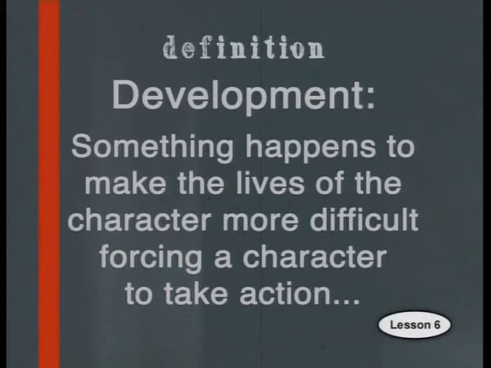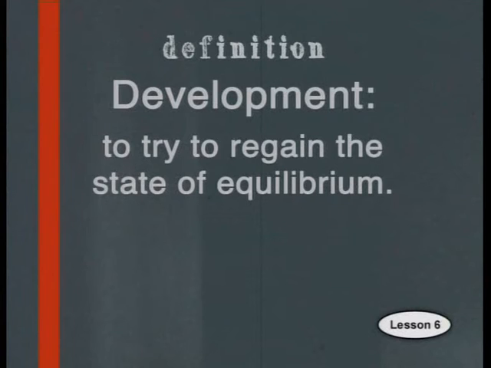By the end of this introduction, the characters and setting have been established and the audience is now ready for the plot to develop. The development occurs when something happens to make the lives of the characters more difficult, forcing a character to take action to try to regain the state of equilibrium. Another way to think of the development is as the steps that lead up to or cause the crisis.